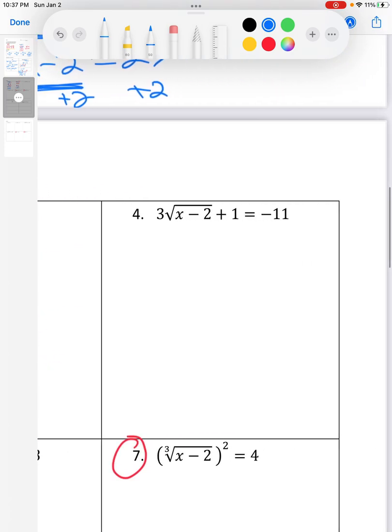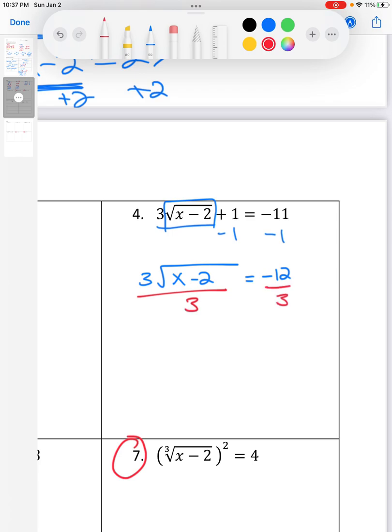Go to the next one. Minus 1, minus 1, because we need the radical alone. This is the radical right here. It is not alone. So we're going to have 3 times the square root of x minus 2 equals negative 12. Then we need to divide by 3. We're left with the square root of x minus 2 equals negative 4.